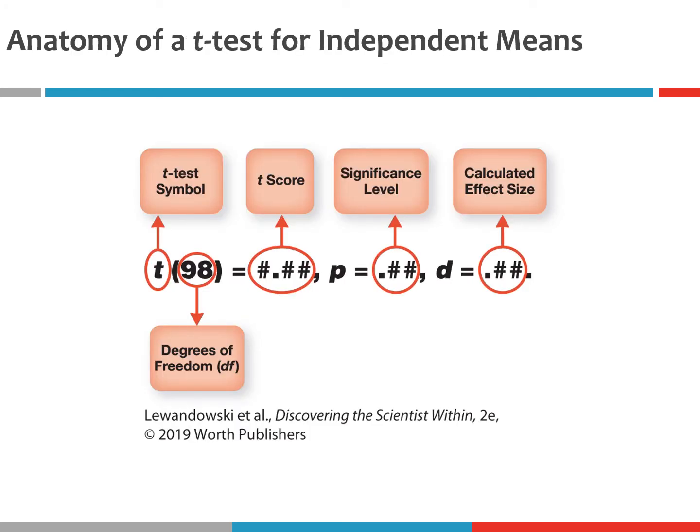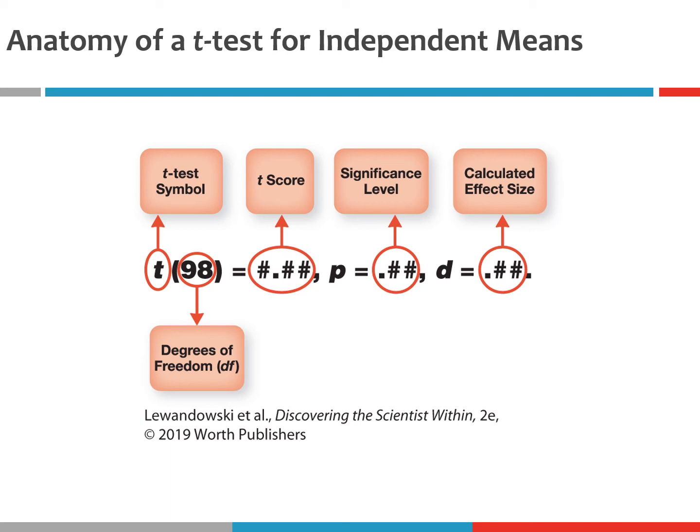Here's what it looks like when you write it out in a journal. T is the name of the test. In parentheses, you have something called the degrees of freedom, which in this case is the number of subjects minus 2. And there's various formulas for the degrees of freedom, and that's more of a statistical item that I'm not going to really harp on in this class. But if you take stats, you're going to have to learn about degrees of freedom eventually.